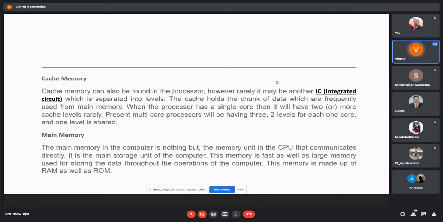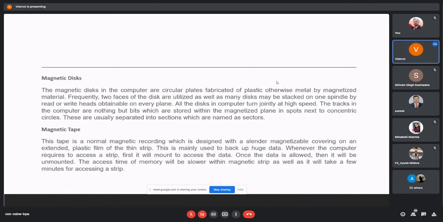Present multi-core processors will have two levels for each core, and one level is shared. Main memory. The main memory in the computer is nothing but the memory unit in the CPU that communicates directly. It is the main storage unit of the computer. This memory is fast as well as large memory used for storing the data throughout the operations of the computer. This memory is made up of RAM as well as ROM.